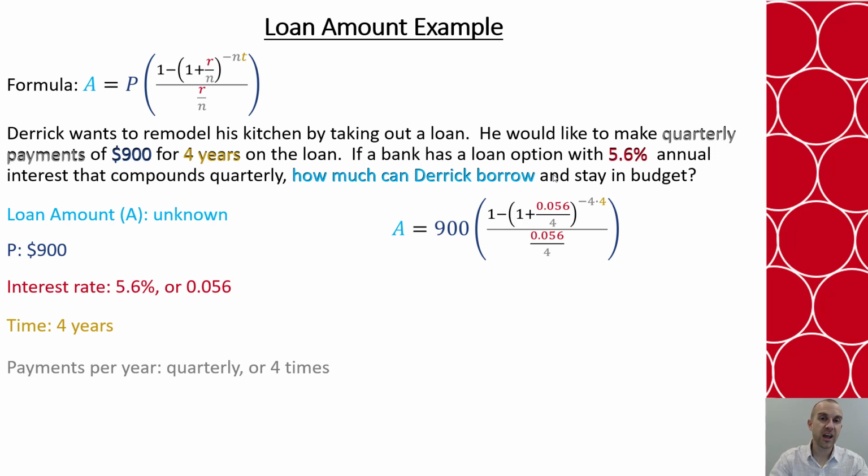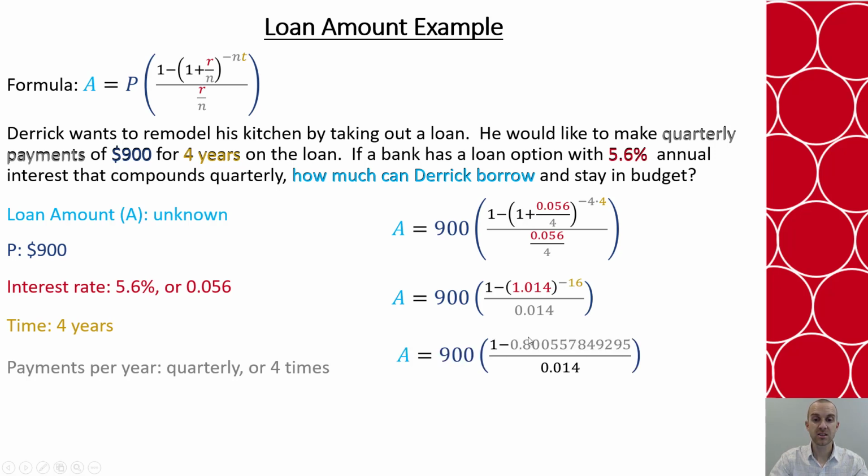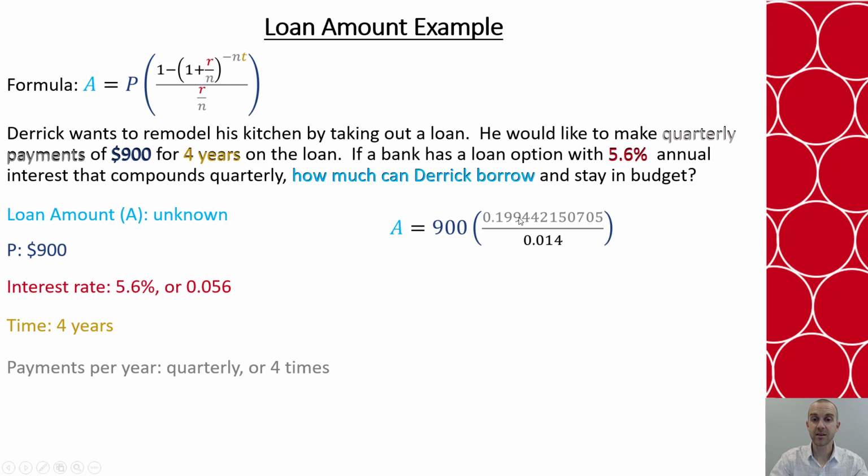So we're going to simplify everything on the right-hand side. Again, we start inside our parentheses. So we start with our division, then we can raise 1 14 thousandths to the negative 16th, subtract that from 1, and then divide by the 14 thousandths in the denominator, and now multiply that value by 900.